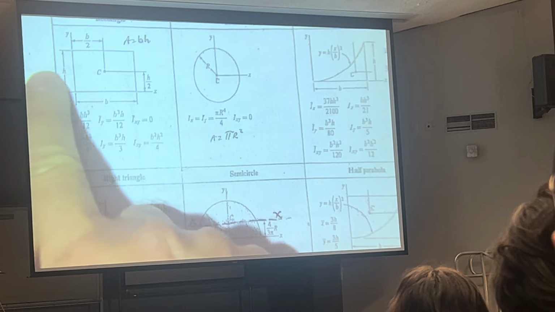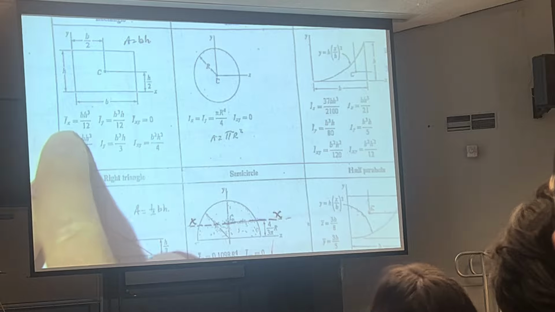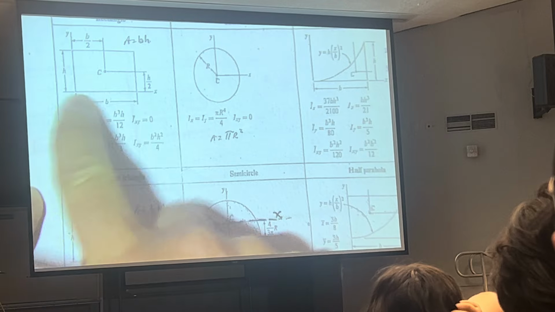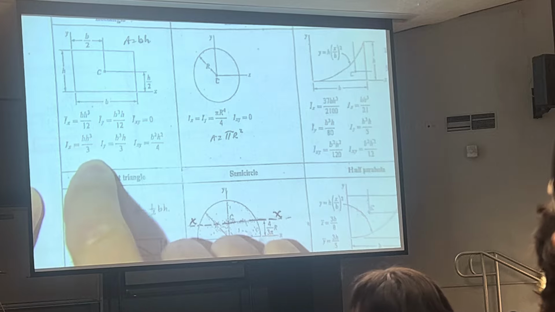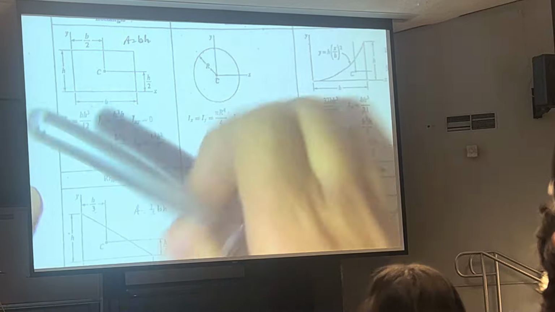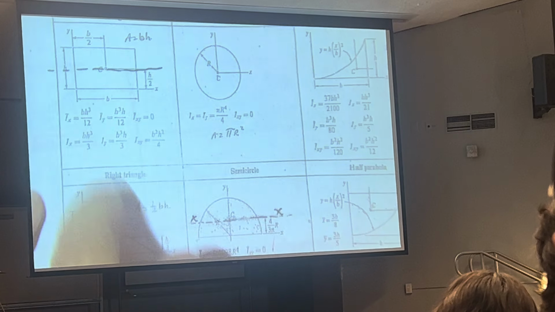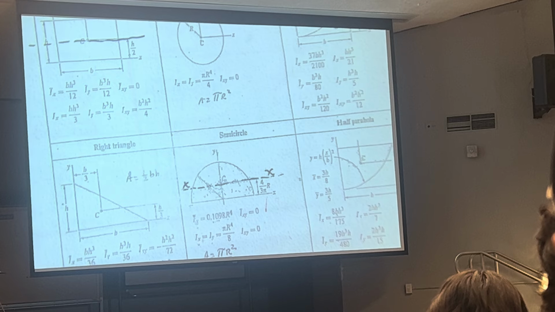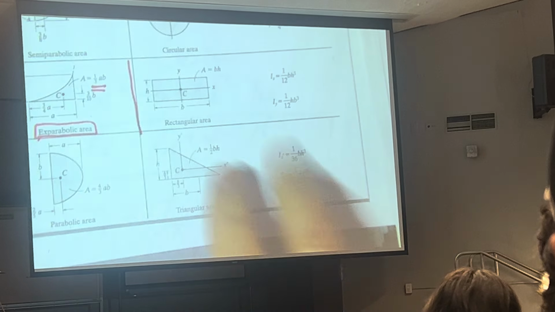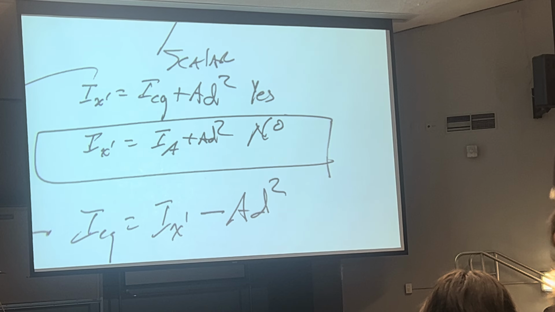For the rectangle, somebody sat down and did the integration. I about the base right here is bh cubed over 3. But the I that goes through the centroid is bh cubed over 12. Big difference. There is a difference. Okay? Everybody see that?